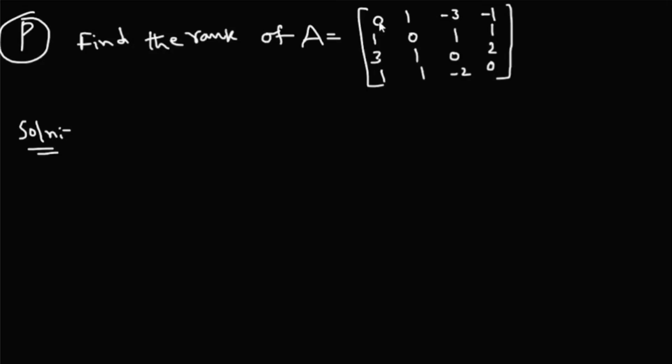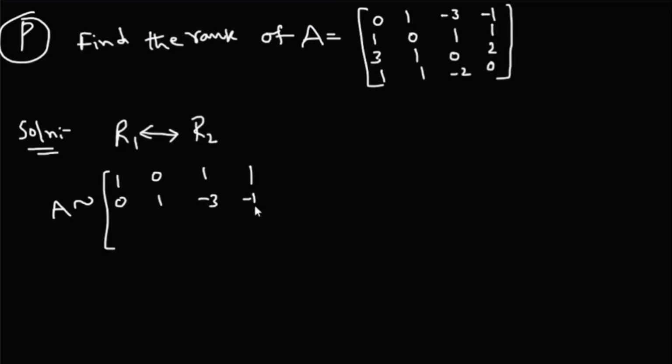Therefore, as a part of elementary operations, you can swap two rows. So I swap R1 and R2. In fact, you can swap R1 and R3, R1 and R4 also. I swap R1 and R2. Therefore, A is similar to, I write R2 in the place of the first one: 1, 0, 1, 1. In the second row place, the first row comes: 0, 1, minus 3, minus 1. And there is no change in the remaining two rows. 1, 1, minus 2, 0.